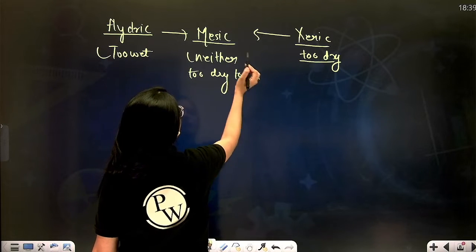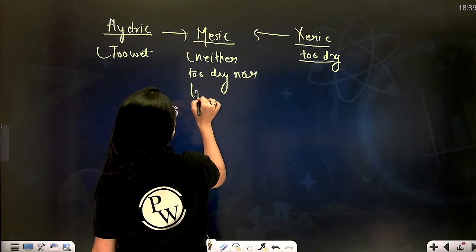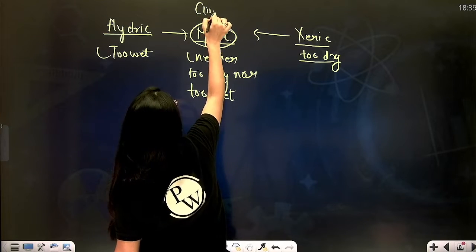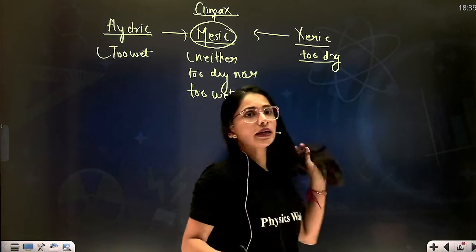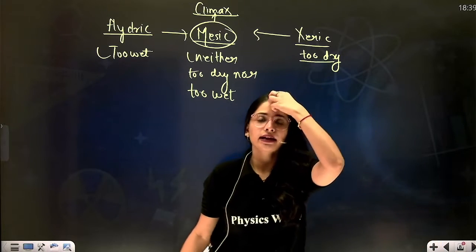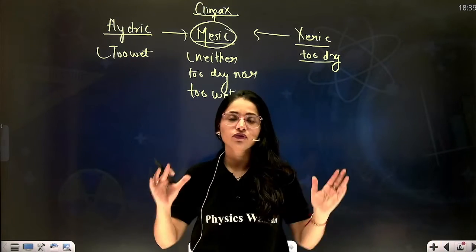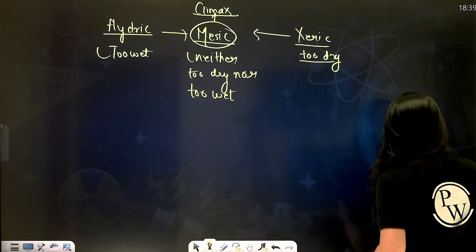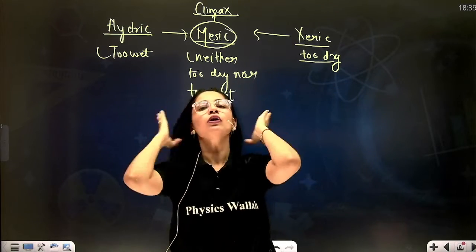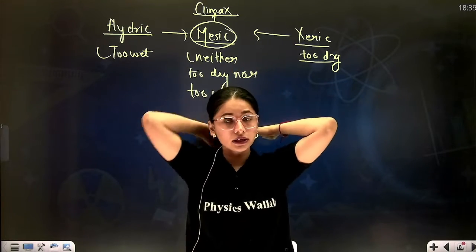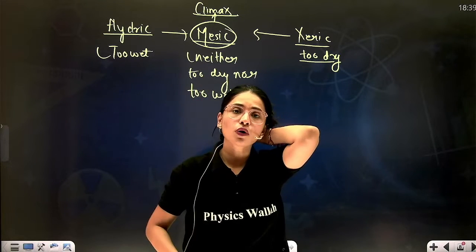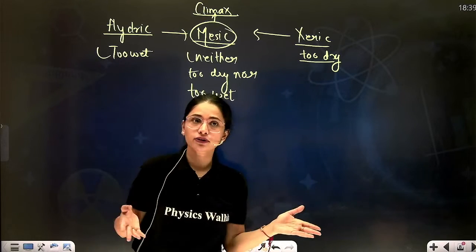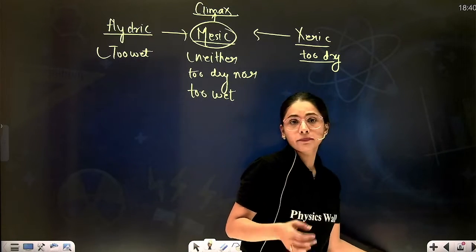Neither too dry nor too wet. This is the climax for any type of succession, be it hydric or be it xeric. The climax will be mesic only, which is jungle, and jungles are considered neither too dry nor too wet. So these are the two types of succession which you have seen on the basis of area, whether the succession is going to start on a too dry area or on a too wet area, right?